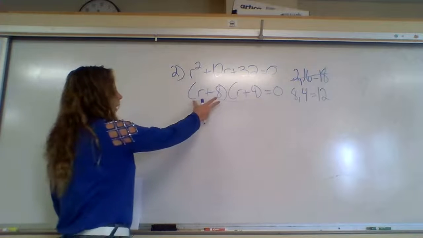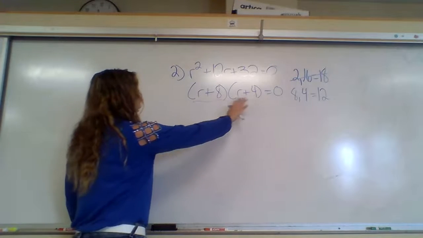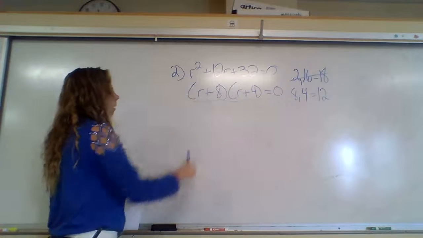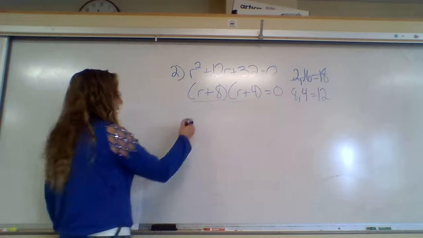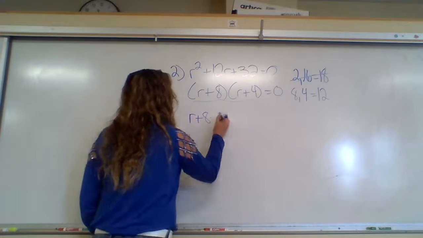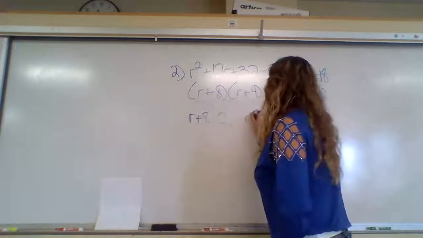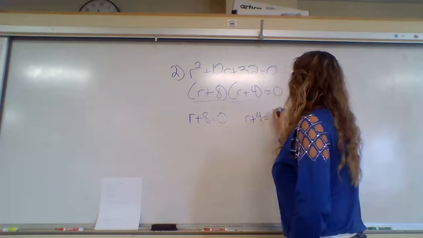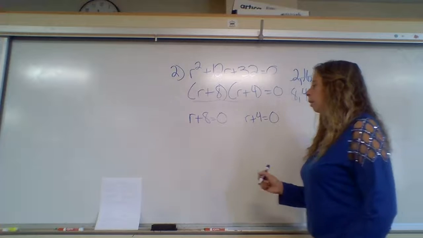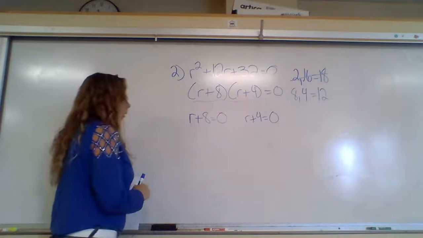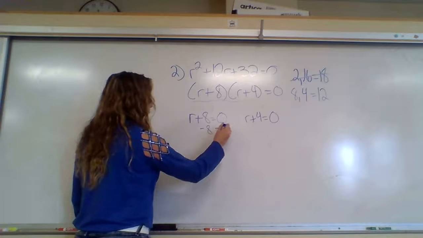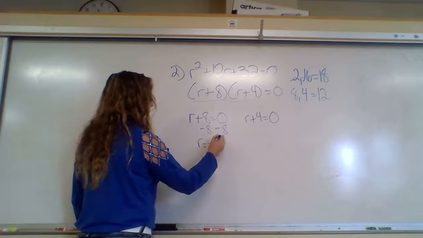Well, if this is 0, then everything will be 0. So what number plus 8 is 0? Remember, you can set an equal to it. So R plus 8 equals 0, and R plus 4. Okay, and then solve for R. So I would subtract 8. So R would equal -8.